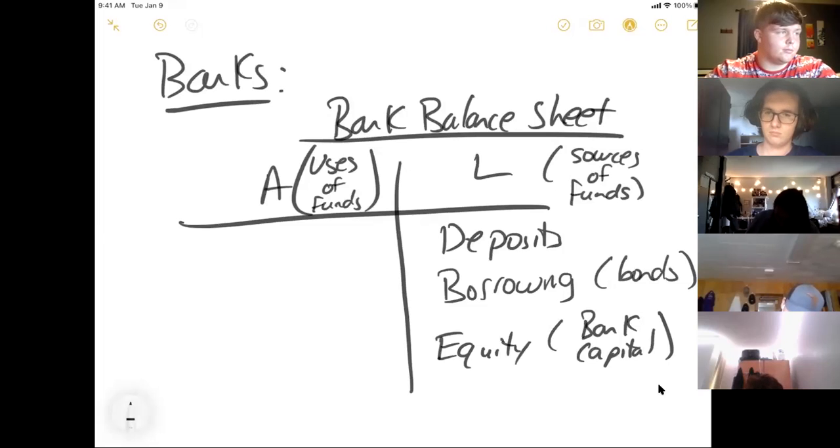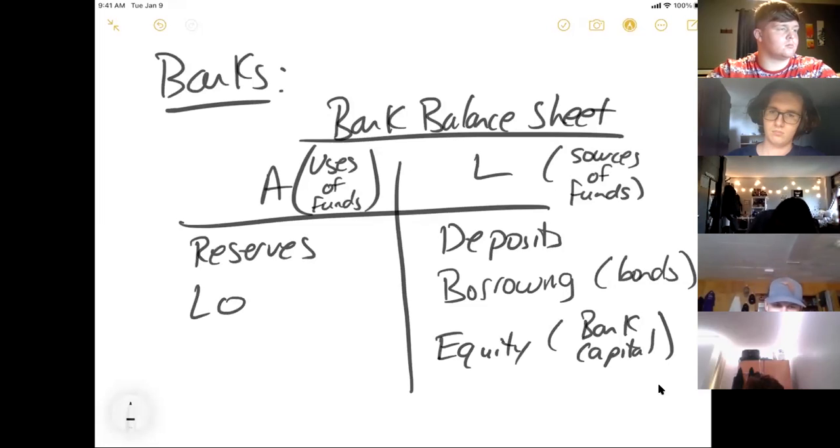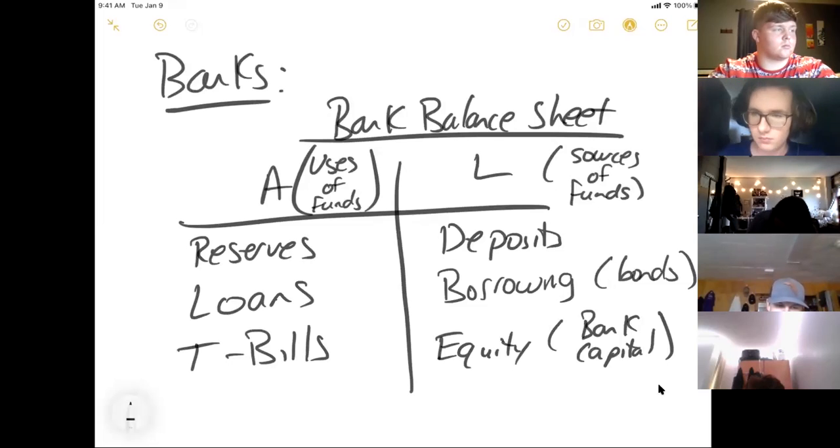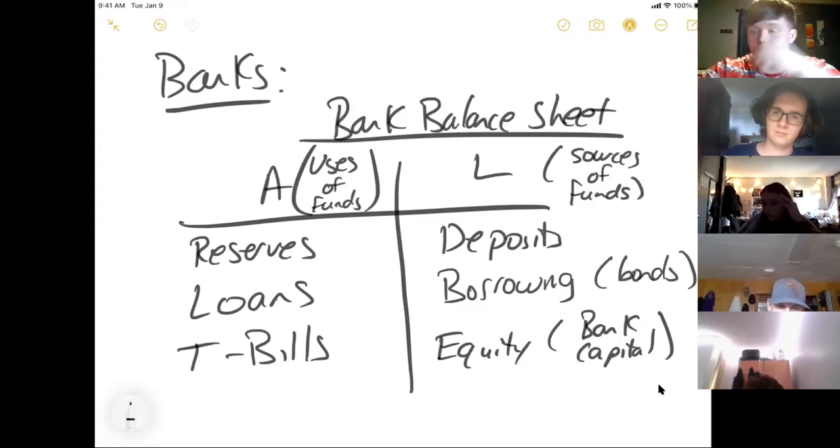And then what do they do with these? They hold reserves, meaning they hold very liquid assets, like cash. They make loans. And they hold treasury bills or government bonds. These tend to be the main assets that a bank holds.